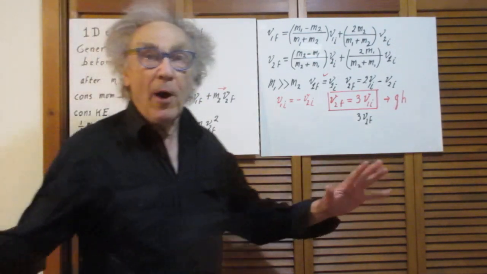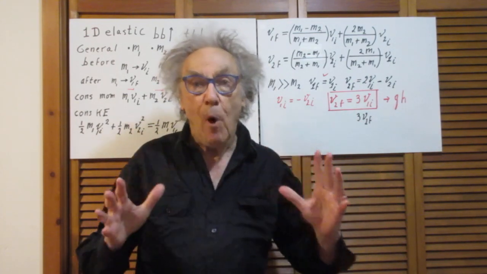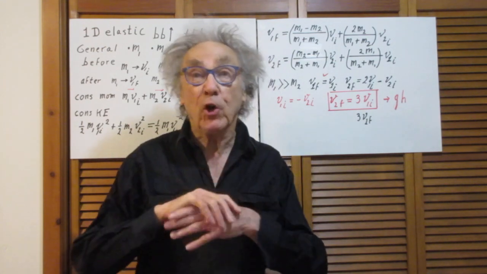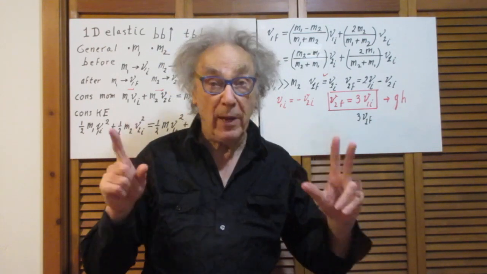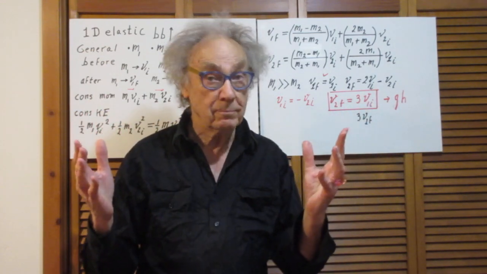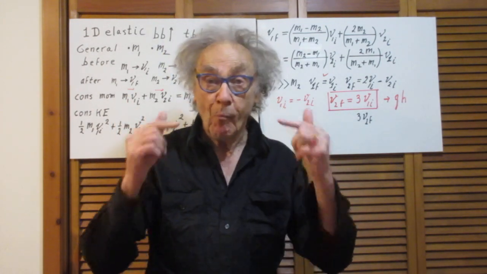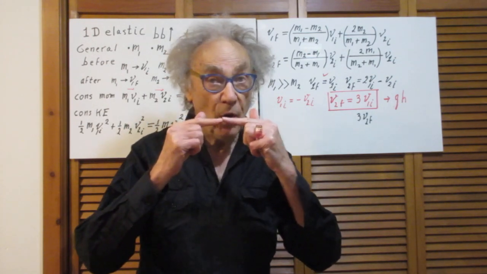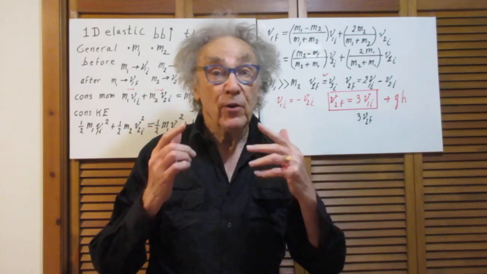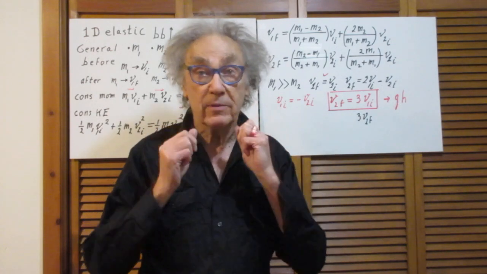I will now forget about the basketball and the tennis ball. I will derive in the most general way an elastic collision of two objects, one-dimensional. You want to think of them as horizontal, that's fine. And I will write down the conservation of momentum at the moment of the collision, and because it's an elastic collision, the conservation of kinetic energy at the moment of the collision.